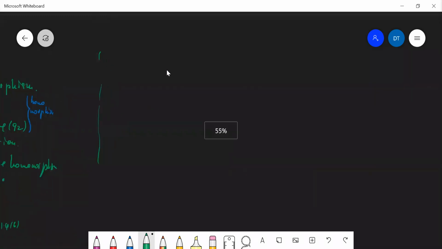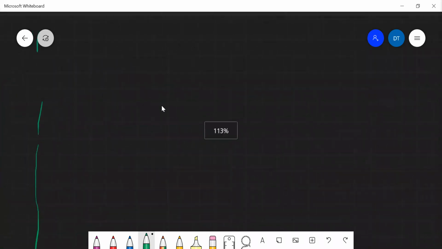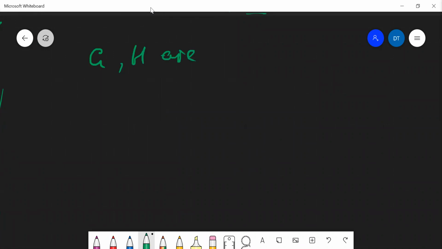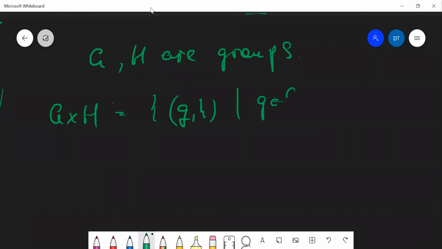So there are several ways to produce new groups when you're given some other groups. And one of the ways is to take a product of different groups. So if we are given two groups, G and H, then consider their direct product, which is the set of pairs (g, h) where small g is from capital G and small h is from capital H. So just all possible pairs of elements where the first element is from G and the second element is from H. So this is a direct product.